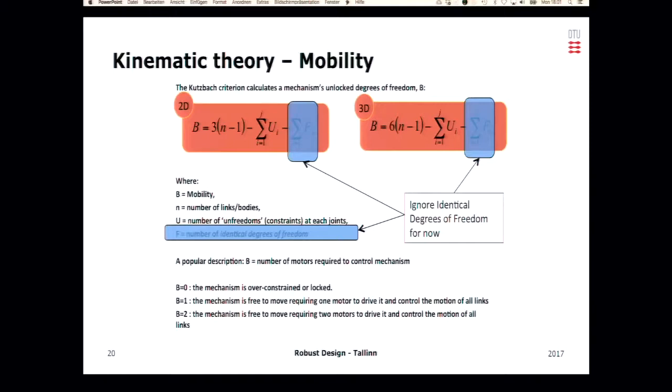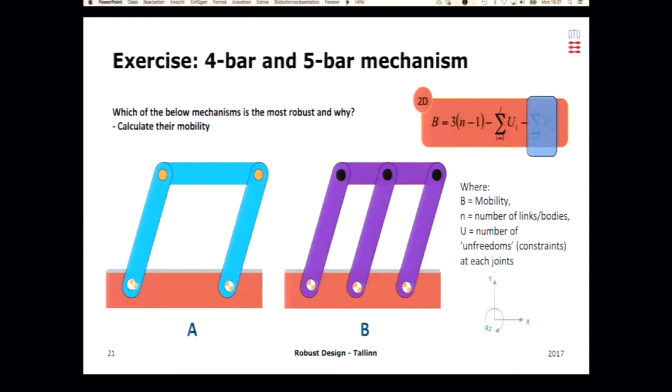So let's look at these two examples here. So I want you to work out the mobility B by N being the number of links or bodies. So how many links or bodies do we have in this one here? It's four. So we count the base as one as well. So we have one, two, three, four. And then the number of unfreedoms. So the total number of unfreedoms in all of the joints.